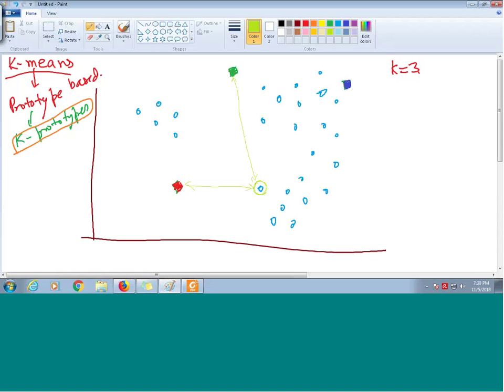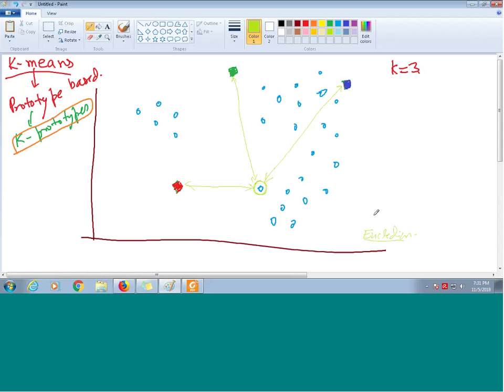Again, I have a big question for you: how to find out the distance. One way is the Euclidean distance. The simplest way is to use Euclidean. And you know what the Euclidean distance is. You just measure the distance. So if you measure these distances, can you tell me which should be the prototype of this particular item?